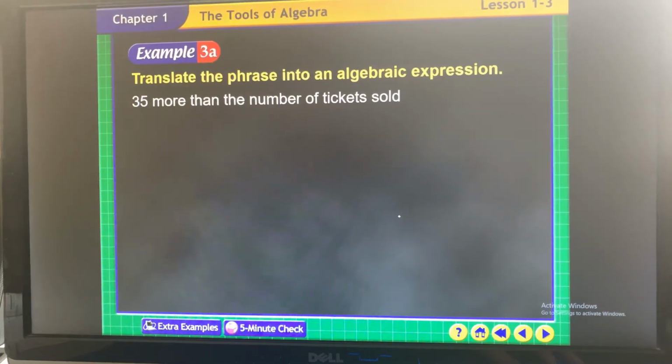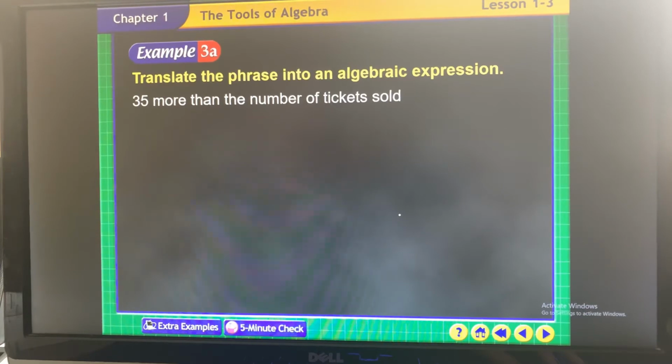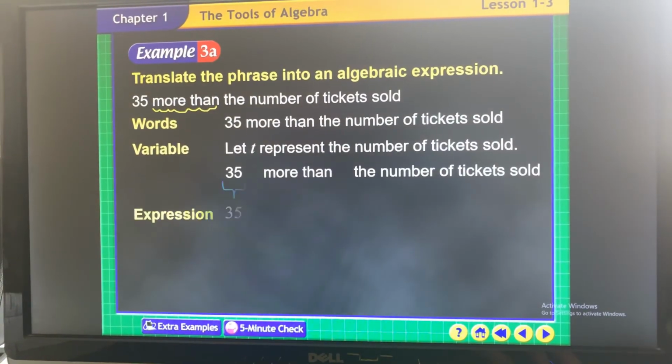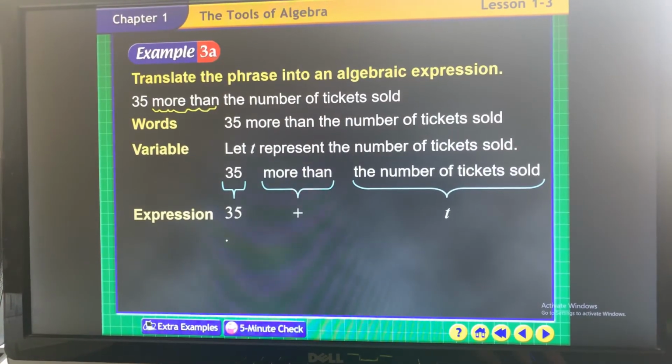So we're going to translate. Before, in 1.1, we were translating numerical expressions. Now we're translating algebraic expressions. So, 35 more than the number of tickets sold. Well, do you know how many tickets you sold? No. So it's just going to be t plus 35, or 35 plus t.